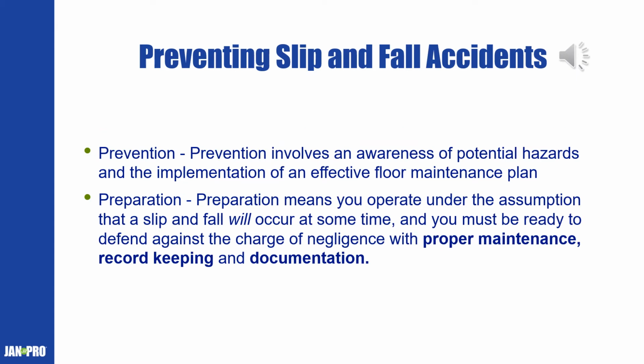How do we prevent slip and fall accidents? Well, prevention involves an awareness of potential hazards. So you're aware of things that could potentially be a hazard, and you put a plan in place to minimize or reduce that hazard. Preparation means you operate on the assumption that a slip and fall will occur at some time, and you must be ready to defend against the charge of negligence with proper maintenance, record keeping, and make sure you have documentation.